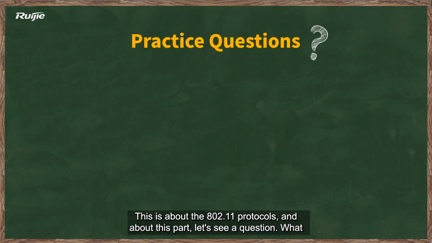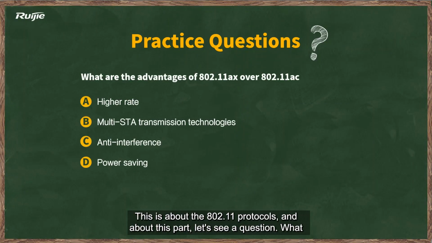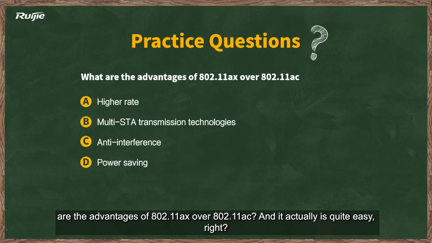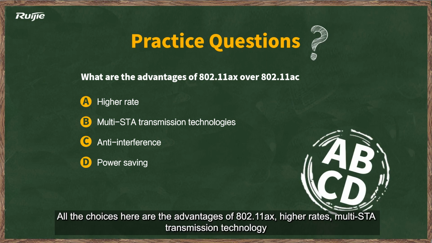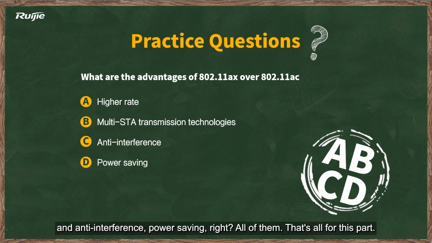And about this part, let's see a question. What are the advantages of .11ax over .11ac? And it actually is quite easy, right? All the choices here are the advantages of .11ax. Higher rates, multi-STA transmission technologies, anti-interference, power saving, right? All of them. Okay, that's all for this part.